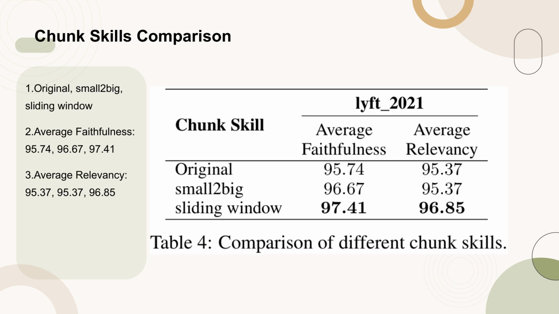Table 4 compares different chunking techniques in terms of average faithfulness and relevancy. The techniques evaluated include the original method, small to big, and sliding window. The average faithfulness scores are 95.74, 96.67, and 97.41 respectively, while the average relevancy scores are 95.37, 95.37, and 96.85. This comparison highlights the effectiveness of advanced chunking techniques in improving retrieval quality.